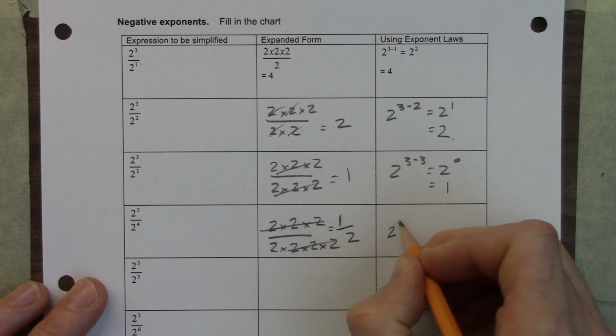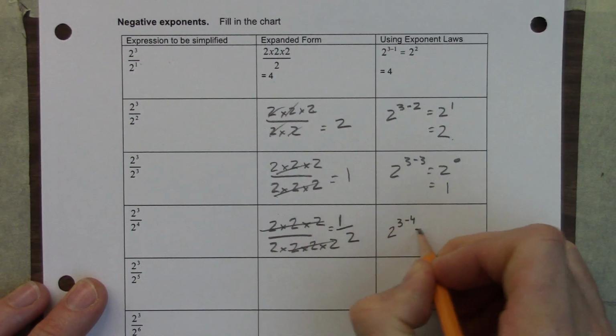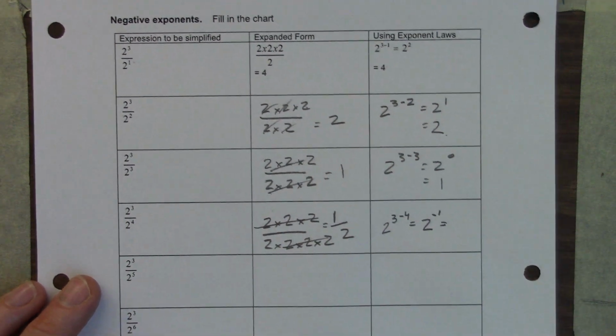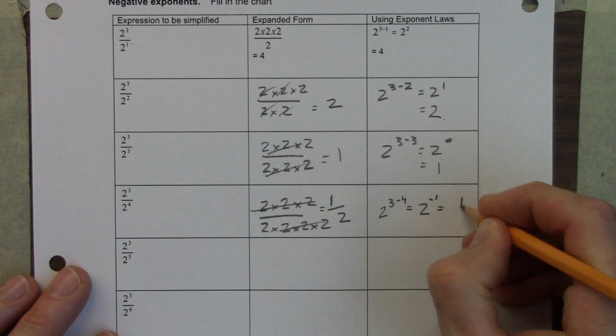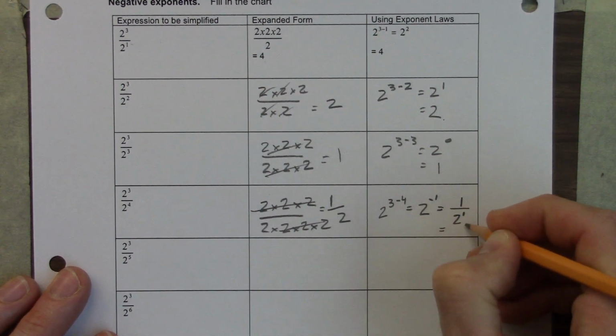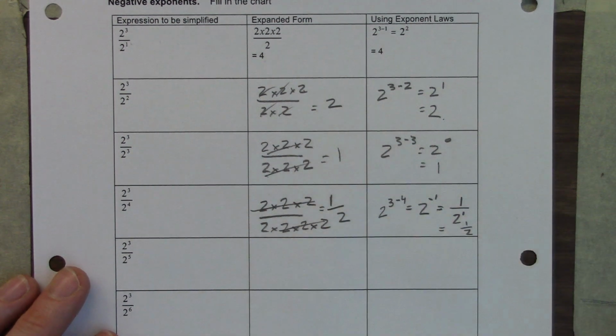Right, so we're going to do 2 to the exponent of 3 minus 4, which is 2 to the exponent of negative 1. And as we learned, when we have a negative, we flip it. So it becomes 1 over 2 to the exponent of 1, which is just 1/2. So we're getting the same value there.